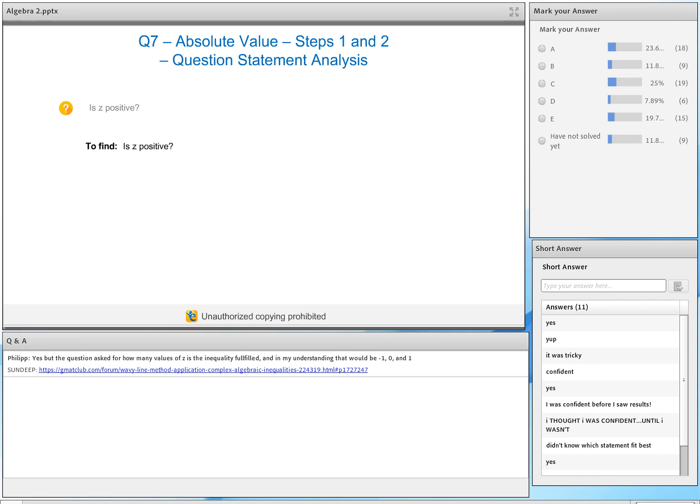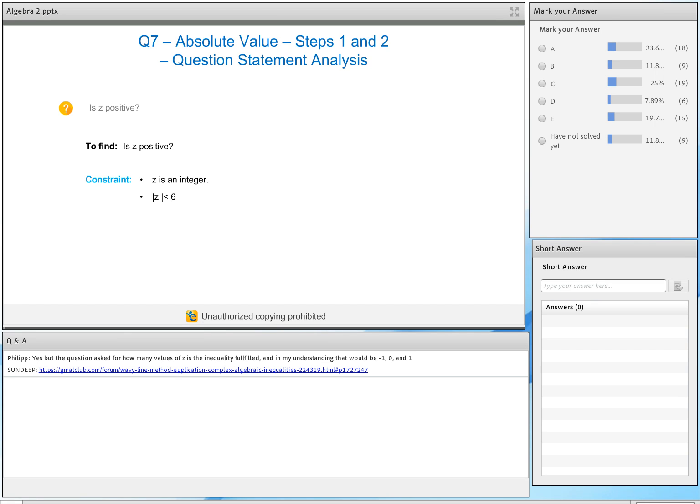What we need to figure out is: is z positive? What's been given to us is that mod of z is less than 6, and z is an integer. Those are the two things given to us. Now, what are the possible values of z if mod of z is less than 6? Minus 5 to plus 5, inclusive of minus 5 and 5.